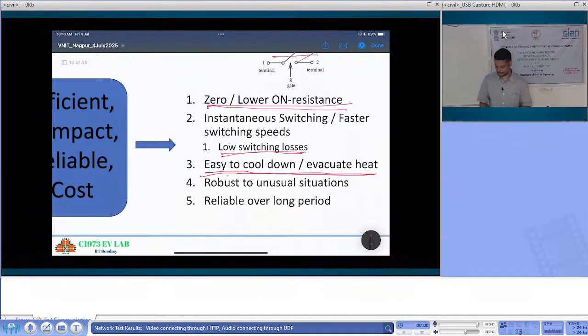And reliability, right? So robust to unusual situations. If a short circuit happens, it should be able to easily detect and protect itself. Over a period of time, it should not degrade. So for the reliability part, I have a few slides toward the end. If time allows, we'll have a look at it.